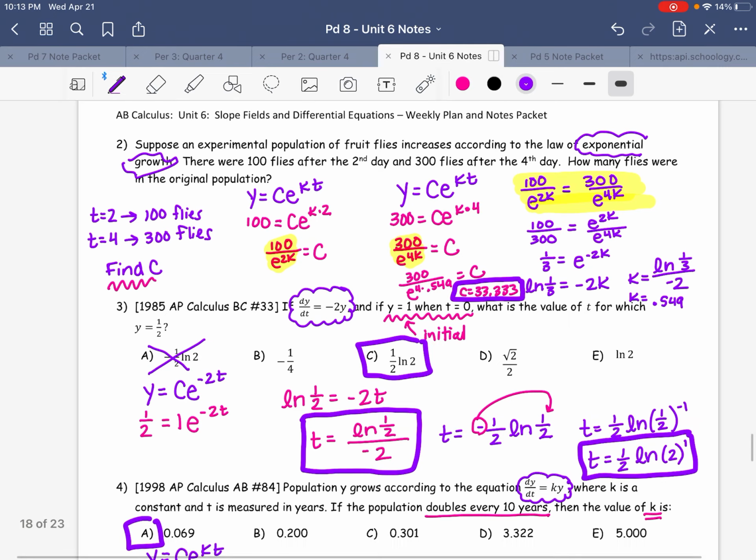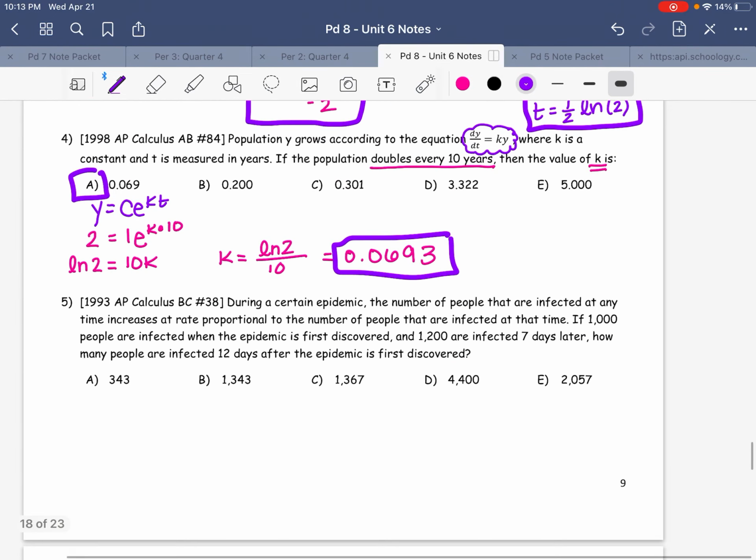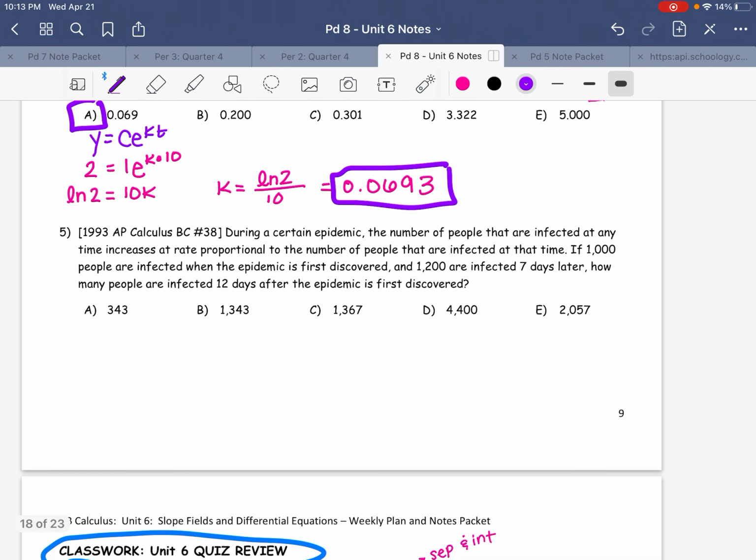Okay, we've got one last problem that we're going to get through. And it's down at the bottom. It's from 1993. It was a BC Calc exam, but we can still do it. And they're talking about a pandemic, so this should sound familiar. It says, during a certain pandemic, the number of people that are infected at any time increases at a rate proportional to the number of people that are infected. I see proportional. I immediately am going to write down y equals CE to the KT.